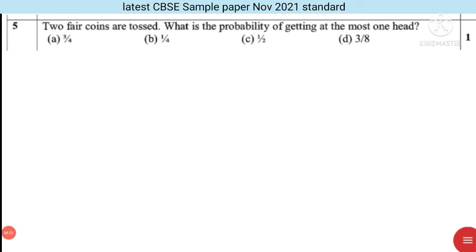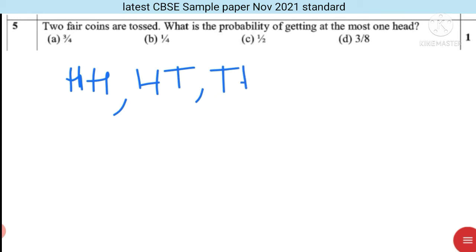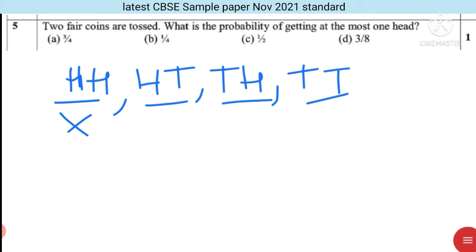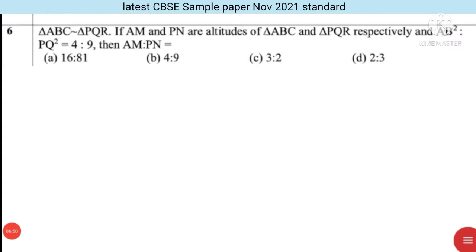Question number 5 says when two coins are tossed, probability of getting at the most 1 head. Now the sample space when two coins are tossed is HH, HT, TH and TT. Now at the most 1 head means there should not be more than 1 head. So this case will not come. We have 3 cases and our probability will be 3 by 4. Hence A option is correct.